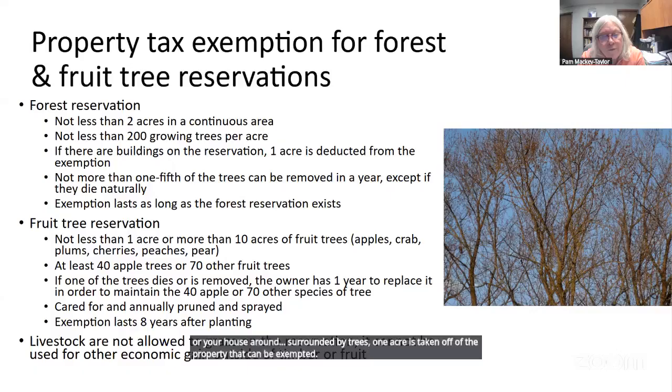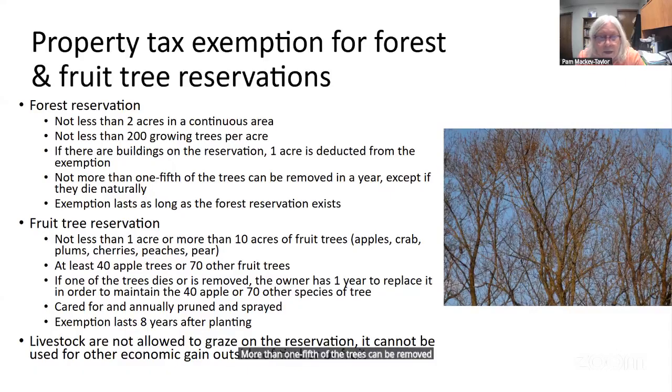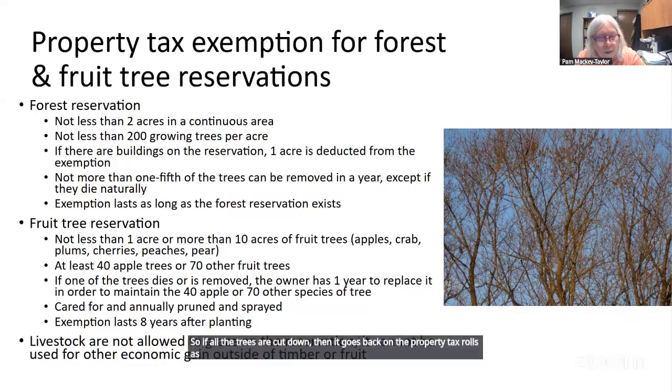Not more than 1/5 of the trees can be removed in a year, except if they die naturally. And the exemption lasts as long as the forest reservation exists. So if all the trees are cut down, then it goes back on the property tax rolls as regular property.